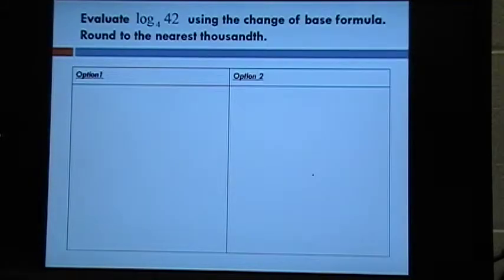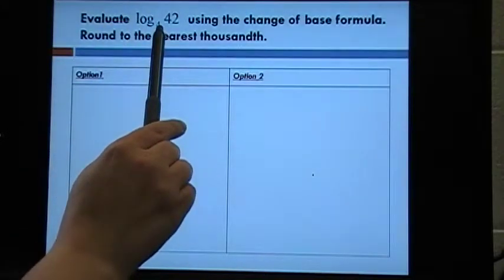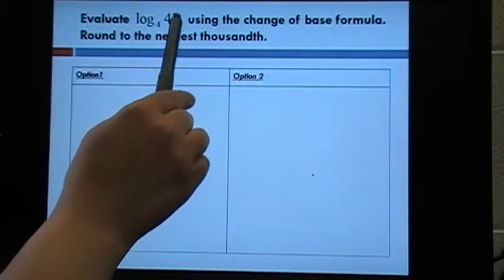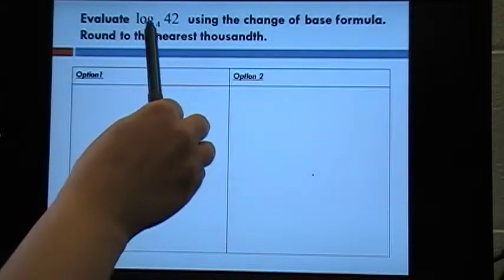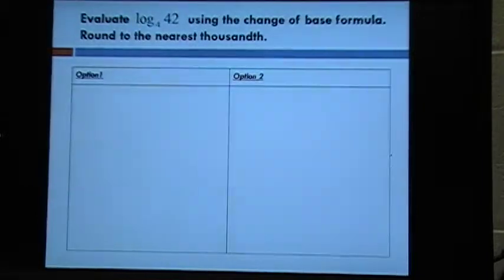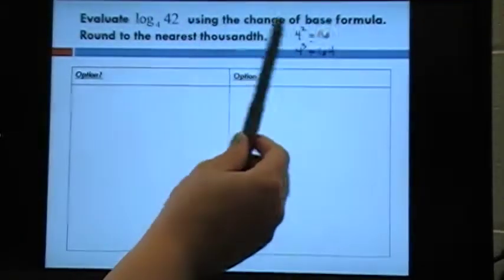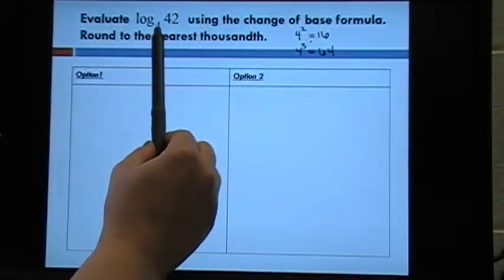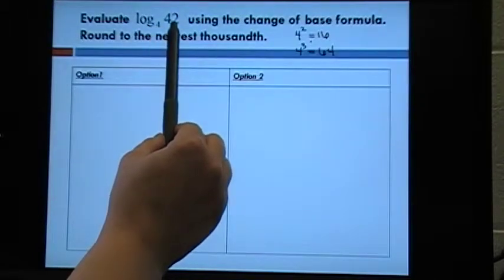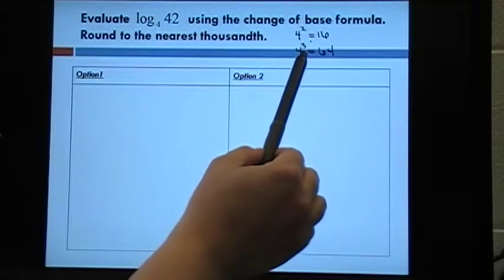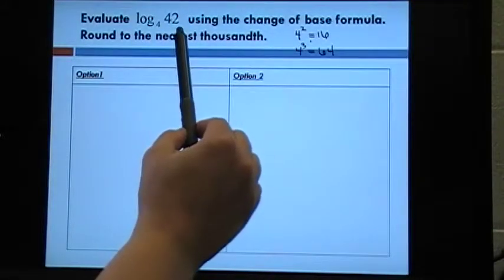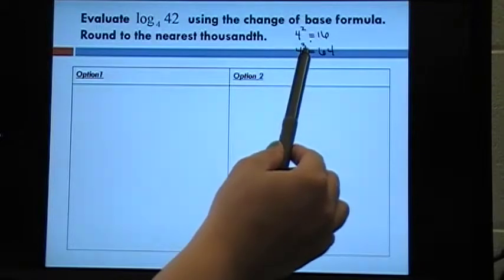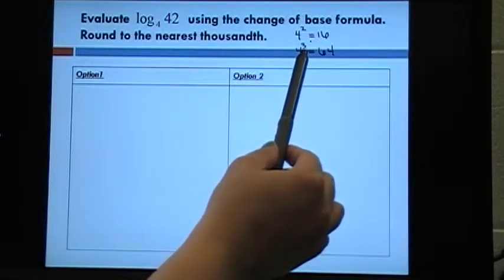So let's look at an example. If I want to find log base 4 of 42, now if you try to calculate what log base 4 of 42 is, if you go through the powers of 4, 4 squared is 16, 4 to the 3rd is 64, etc. So if I'm trying to decide what I would have to raise 4 to in order to get 42, I know that this is going to be some crazy number between 2 and 3. I just don't know at this point what that number is.